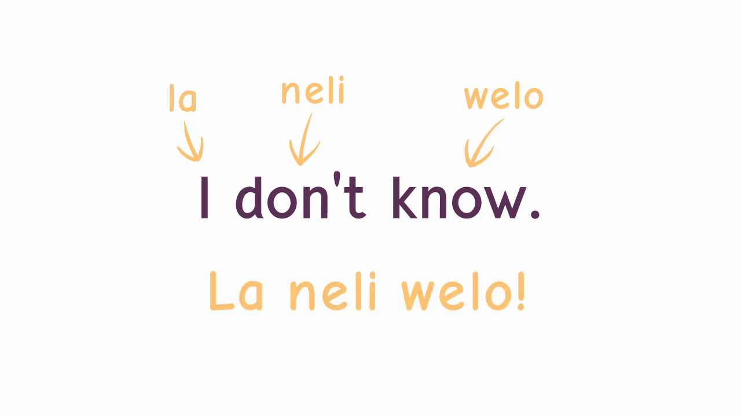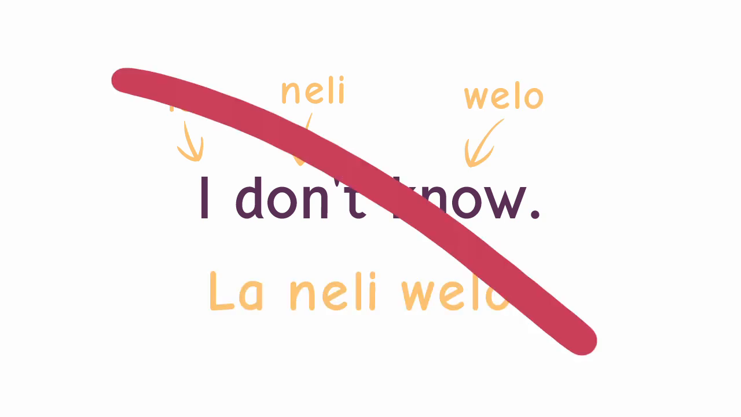How could one translate even a simple sentence like this? I don't know. They could say, it's simple. Just create a word for I, and a word for don't, and a word for no, and there you have it. Easy. Except that it doesn't work like that.